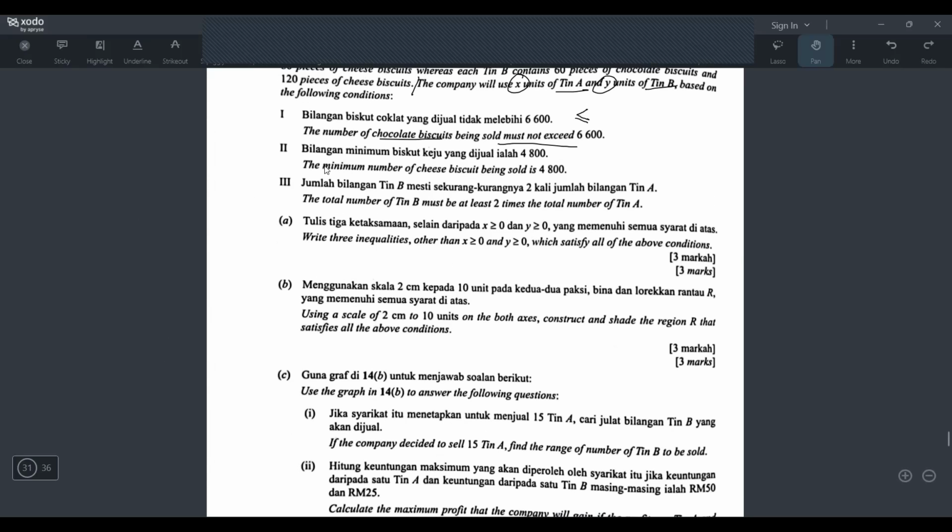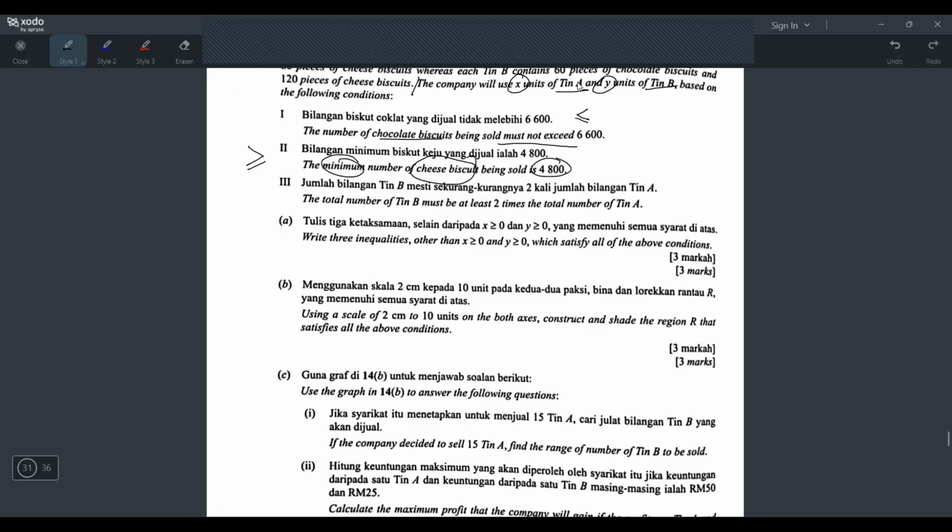Number 2 says the minimum number of cheese biscuit being sold is 4,800. Bilangan minimum biscuit keju yang dijual ialah 4,800. So minimum. What is the symbol for minimum? Minimum means what? Sekurang-kurangnya. It means you have to be more than or equal. Because minimum means at least this amount. You cannot be less than this amount. It means you have to be more than or equal to. Okay, more than or equal to 4,800.